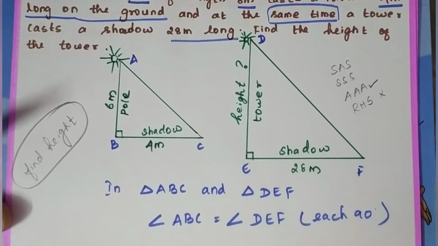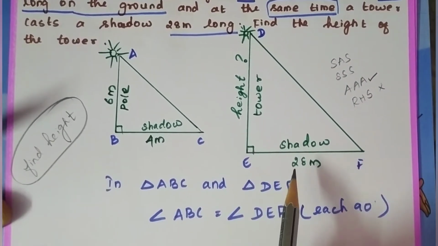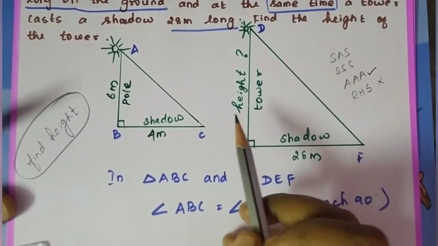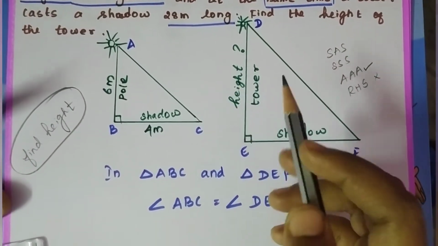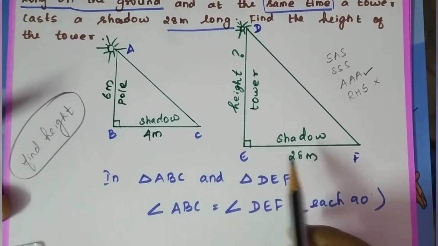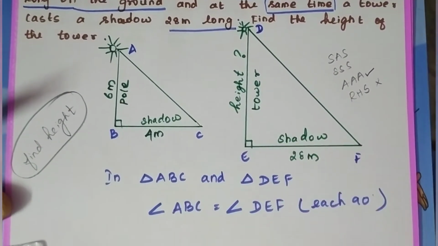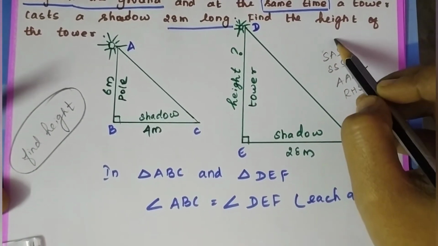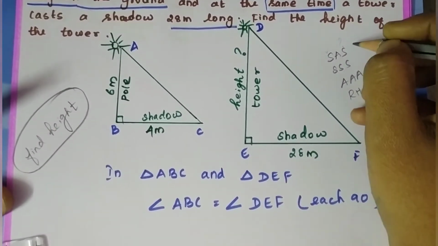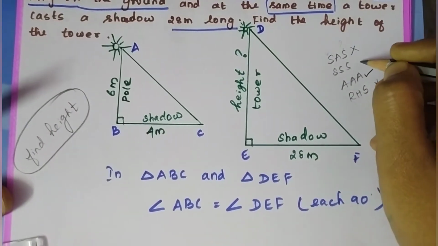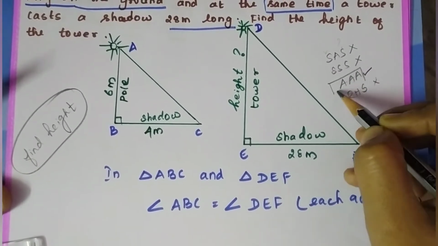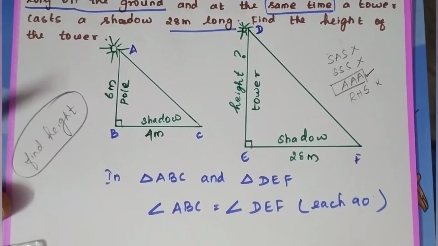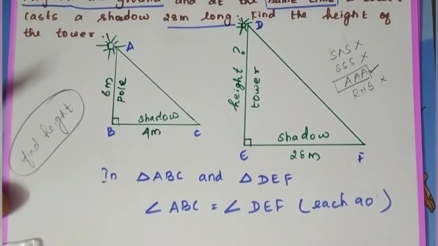Clear? And then the other similarity criteria, we also checked whether we can prove them. We can't take the sides. Why? Because we don't know one side, the height of the tower, so we can't take the sides. Only one pair of sides is proportional, we don't know about the other side, so we can't take this one and this one also. So we have to use this similarity criterion alone. We can use that only.